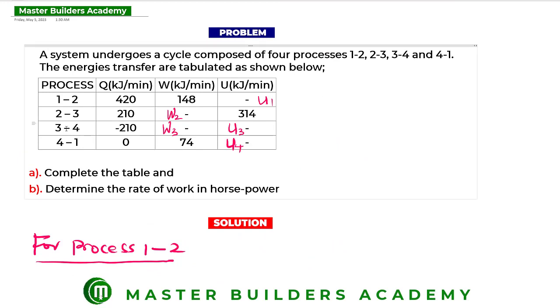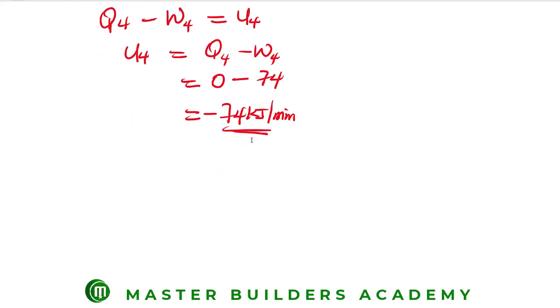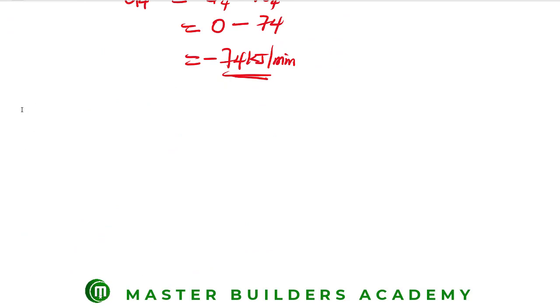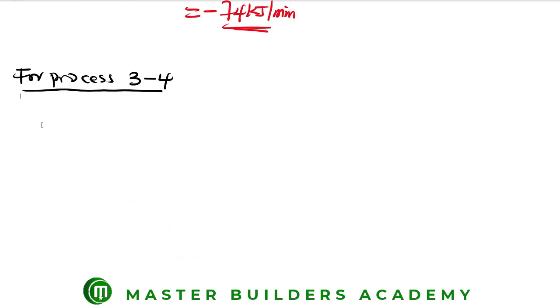So we now come back to process 3 to 4, where we will now obtain W3 and then U3. Are you here? When we find W3 and then U3. Okay, now let's take this process. Okay, now guys, for process 3 to 4. All right, so this is where we are.